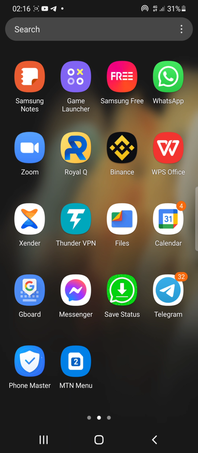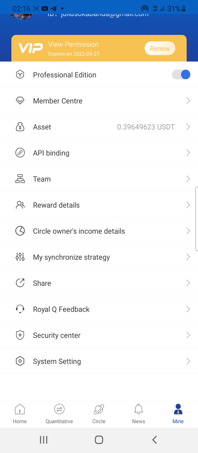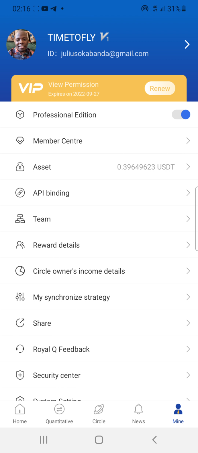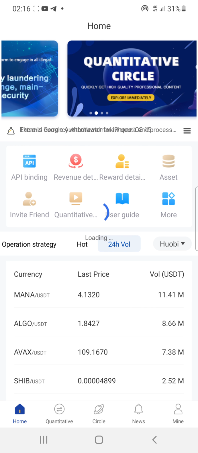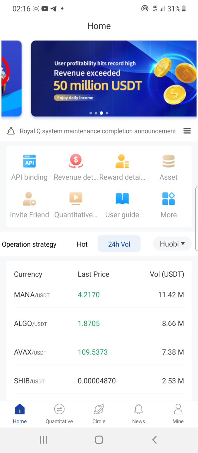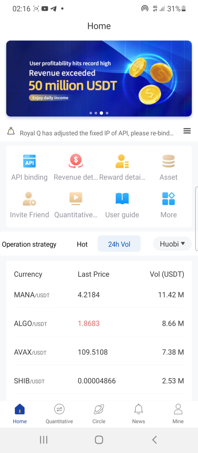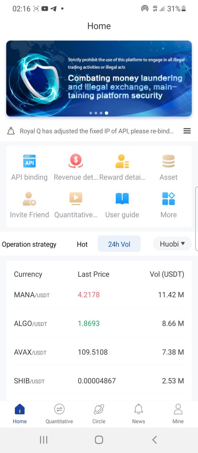Right, so today let us navigate through your application and give you a pure understanding of how the app works. Our application has a couple of very important sections. First, at the front, it has the announcements. Imagine Royalq has already hit over 50 million USDT in profit. We can see other areas.